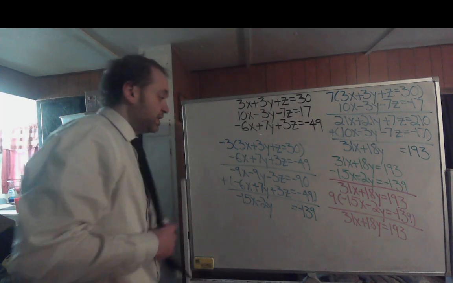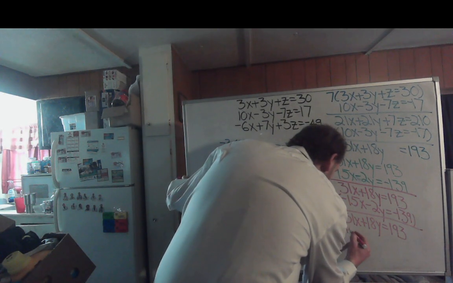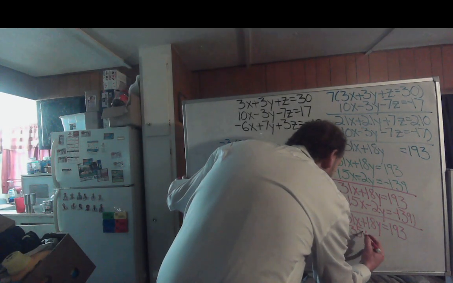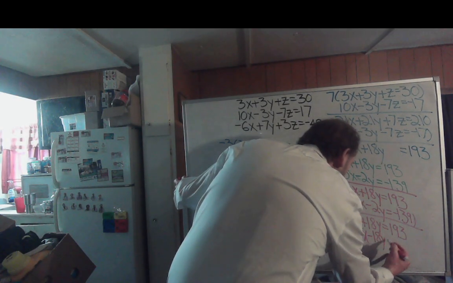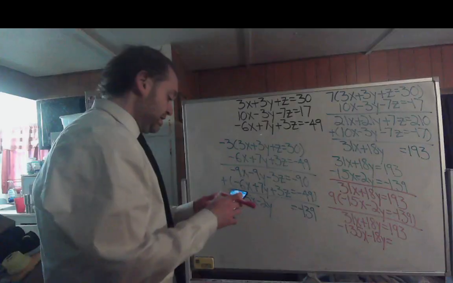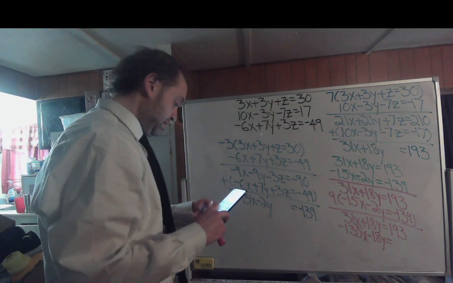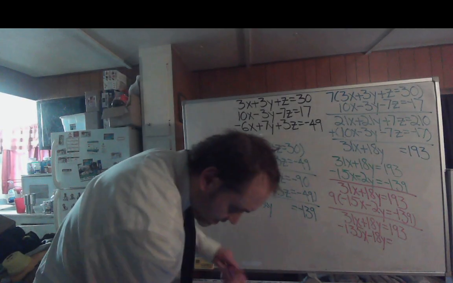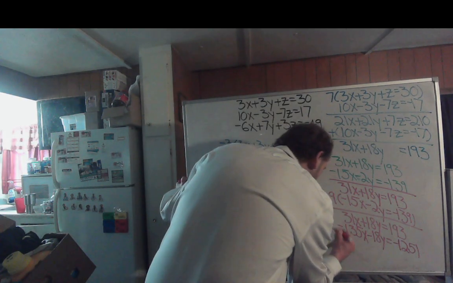Alright, this is where it gets fun. This 9 times negative 15x is negative 135x. 9 times negative 2y, well, that'd be negative 18y. Now, what is 9 times negative 139? That's not going to be a pretty number. Negative 1,251. But we can at least eliminate the y variable by adding these two equations together.